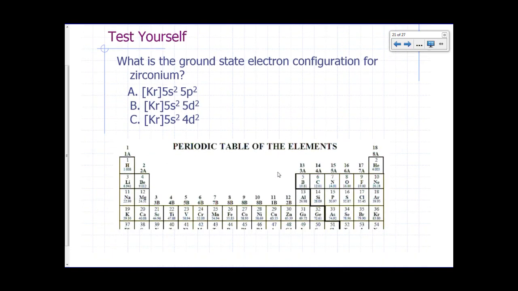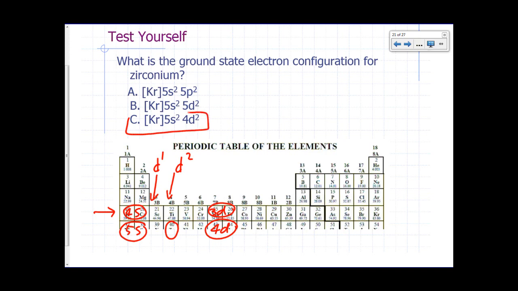Which of the following is the electron configuration for zirconium? Zirconium is over here, number 40. So that's d1, this is d2, okay? And so this is the fourth row, so this is 4s, and then 3d, and then 5s, and then 4d. So it ends with 4d2, okay?